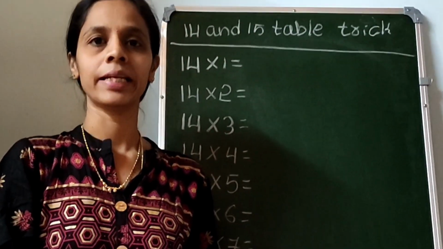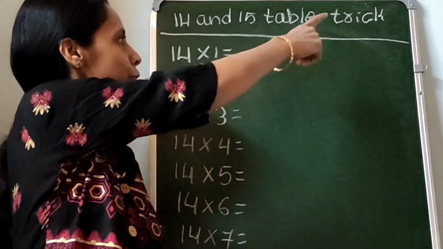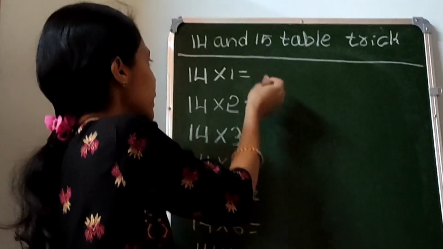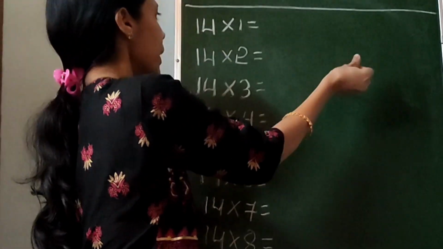Hello, I am Nandini. Today we write the 14 and 15 table trick. Consider 14. We write two columns.